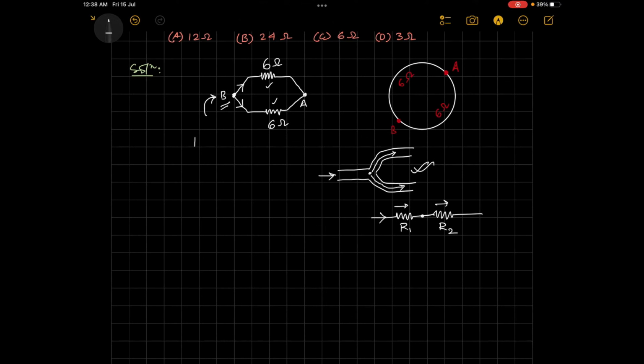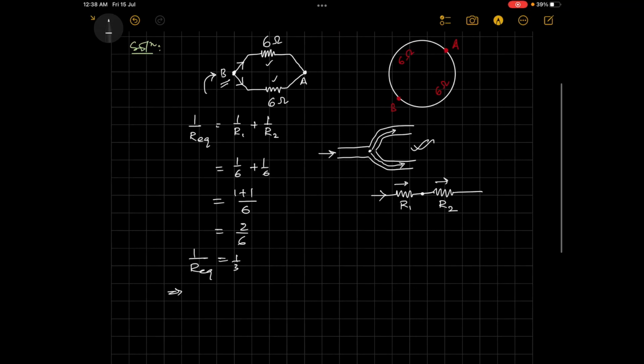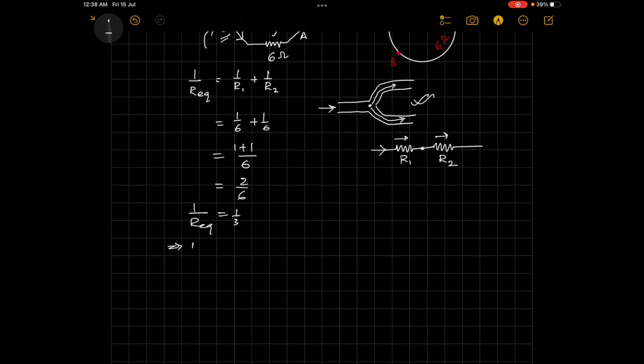So we'll apply the formula of parallel resistances. So 1 by R equivalent is equal to 1 by R1 plus 1 by R2, which is equal to 1 by 6 plus 1 by 6. The LCM is 6, and 1 plus 1 is equal to 2 by 6, which is equal to 1 by 3. Now remember, in the left hand side you have got 1 by R equivalent. So if you take the reciprocal on both sides, what you will get is R equivalent is equal to 3. So the given answer is 3.